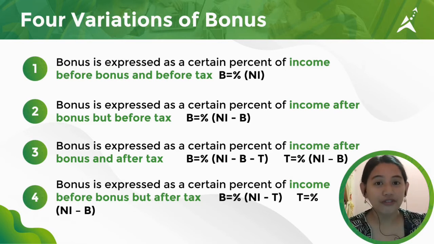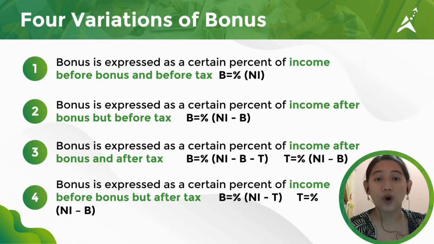And this word "after" represents deduction. So, if we notice in our next variation, number 2, bonus is expressed as a certain percent of income after bonus. That's why there is a deduction of the bonus in the NI minus B. But before tax, again, why did we not include the tax? Because the word is "before." It means the bonus is not computed before the tax. And for our third variation, after bonus and after tax, that's why there is a deduction of the bonus and tax in the net income before we get the bonus.